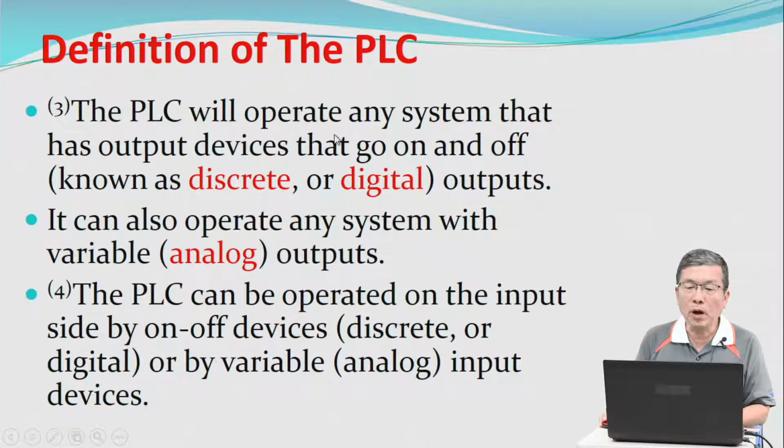The PLC will operate any system that has output devices that go on and off, known as discrete or digital outputs. It can also operate any system with variable outputs, analog outputs. The PLC can operate it on the input side by on-off devices, discrete or digital, or by variable analog input devices.